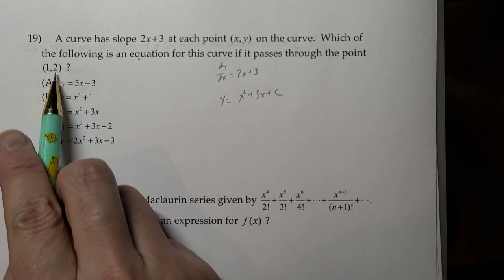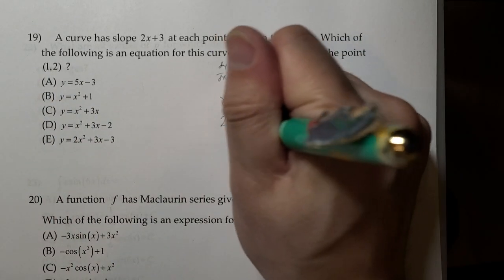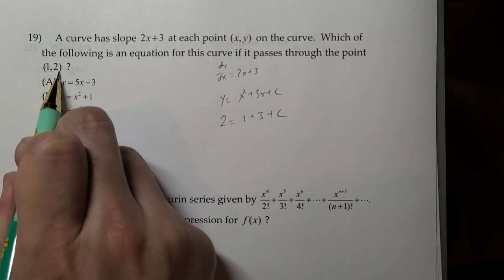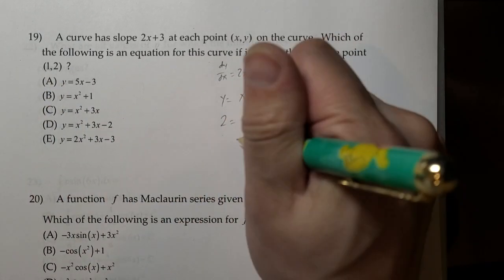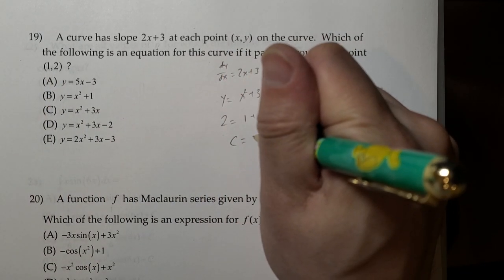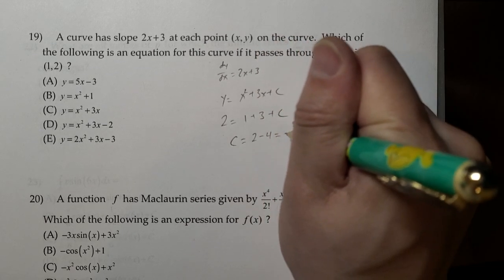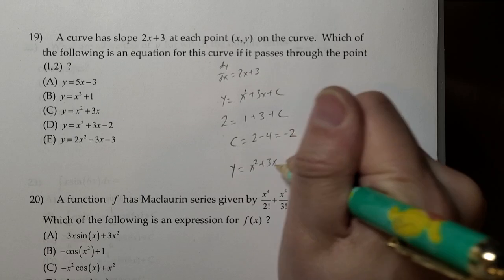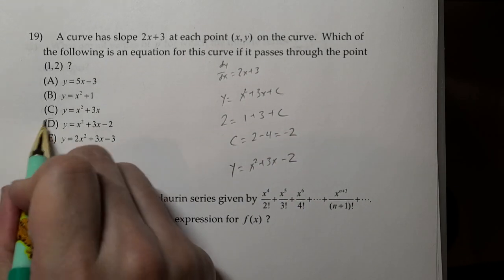And they give us the initial condition, (1, 2). So 2 is 1 plus 3 plus c. I plugged in x as 1, y as 2 into here. C is equal to 2 minus 4, which is minus 2. So y is x squared plus 3x minus 2. D.